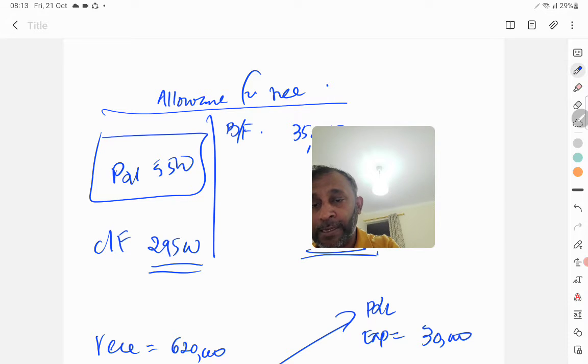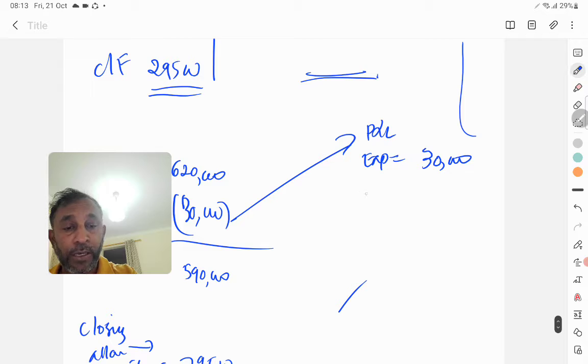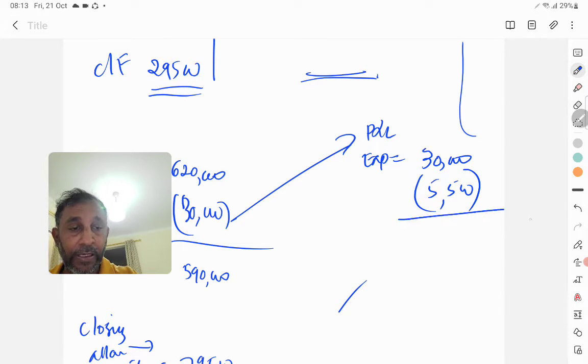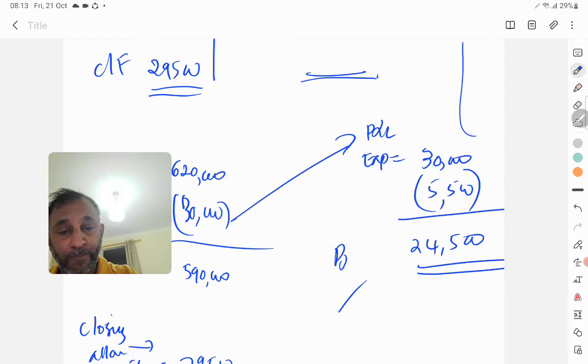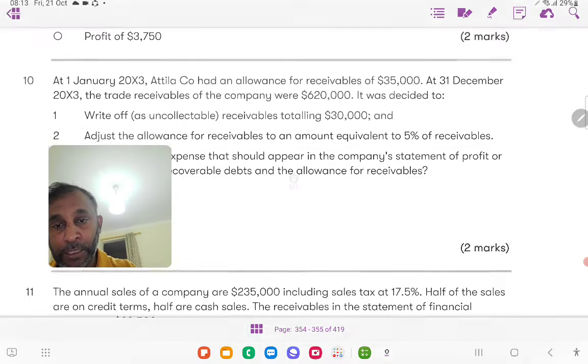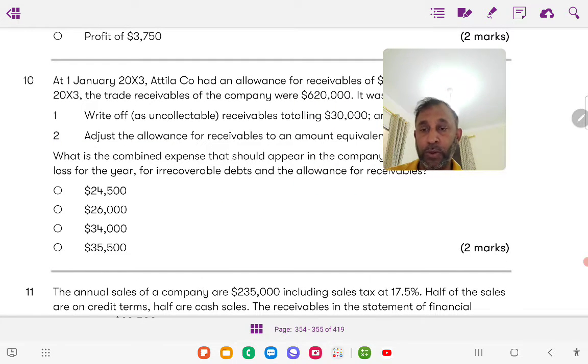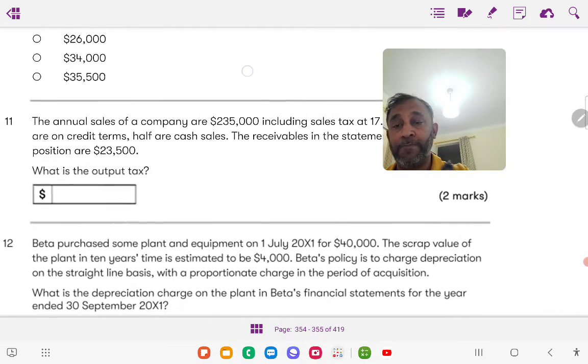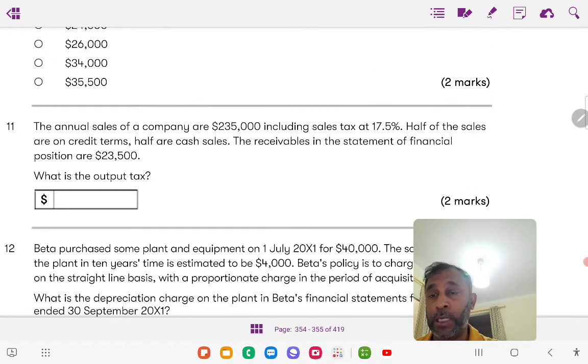And this is P&L. It's a credit in the P&L. So here what you do is this should be subtracted here, 5,500. If you do that, your answer will be 24,500. So the net P&L expense. Let me see what they have here. So 24,500 is the final answer. So that is question number 10. Now let's work out question number 11.